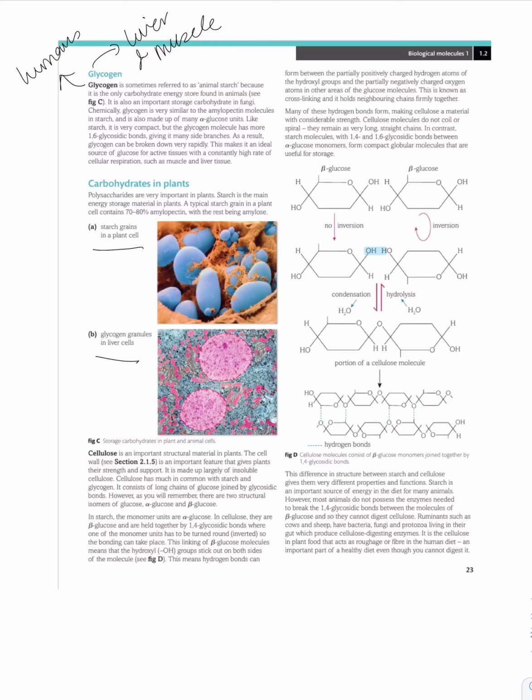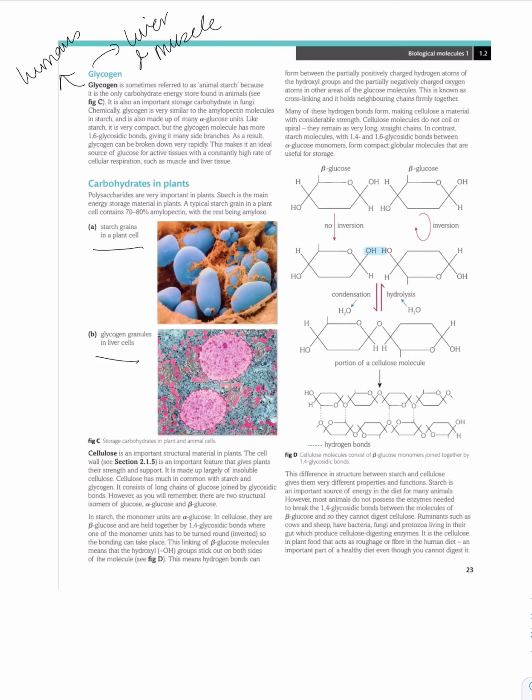However, as you will remember, there are two structural isomers of glucose, alpha glucose and beta glucose. In starch, the monomer units are alpha glucose. In cellulose, they are beta glucose and are held together by 1,4 glycosidic bonds, where one of the monomer units has to be turned around, so it's inverted, so the bonding takes place.